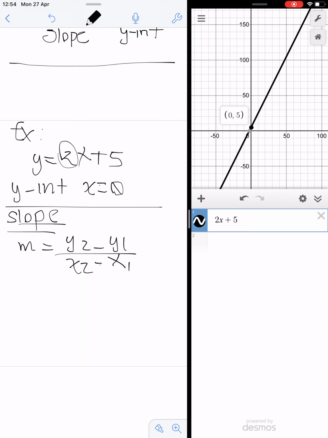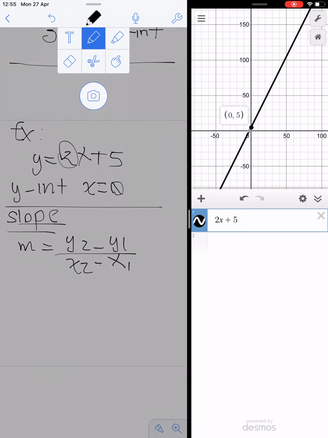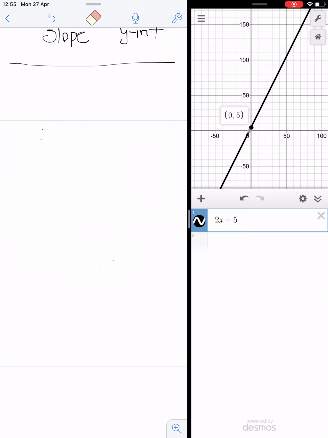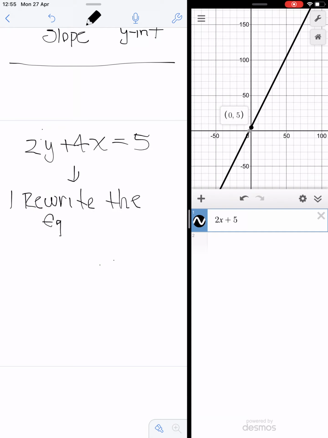Now, as we know, when we have this formula, this is the slope intercept form, but sometimes we will find the formula organized differently. For example, 2y plus 4x equal 5. In this case, we will have to rewrite the equation, converting the expression to this form: y equal mx plus b. That means we need to leave the variable y alone and isolate it from the rest of the terms.